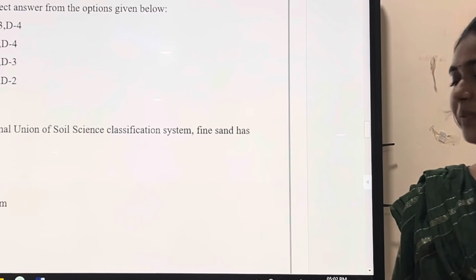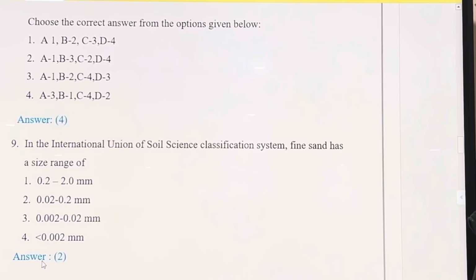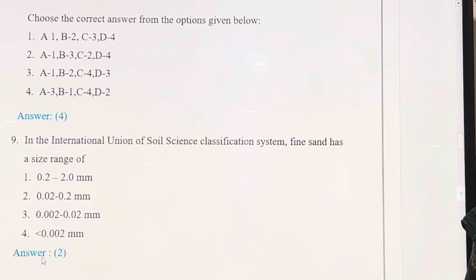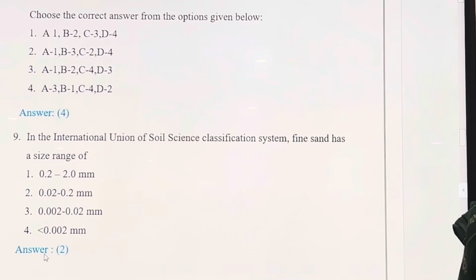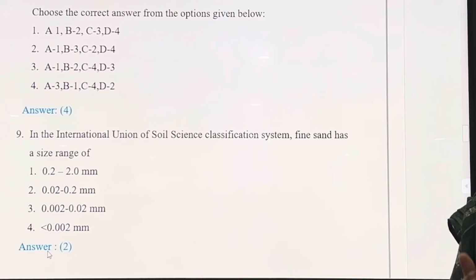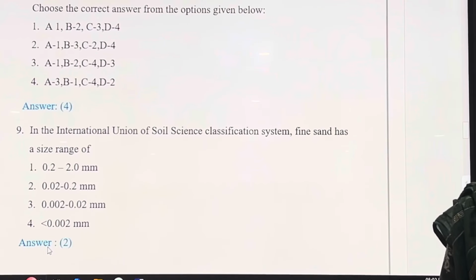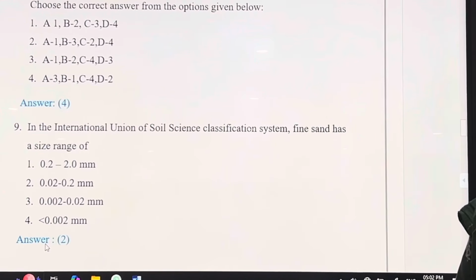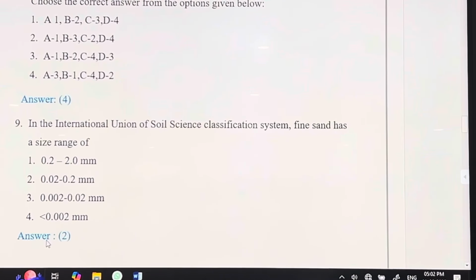Now the ninth question: in the International Union of Soil Science classification system, fine sand has a size range of. So we should know that there are two types of soil classification system. One is the International Union of Soil Science and the other is USDA, the United States Department of Agriculture, and both these classification systems have a particular range for all the soil particles like sand, which is again divided into fine sand, coarse sand, then silt and clay. So this is a direct question. Here the answer is 0.02 to 0.2 mm. That is the size range of fine sand.